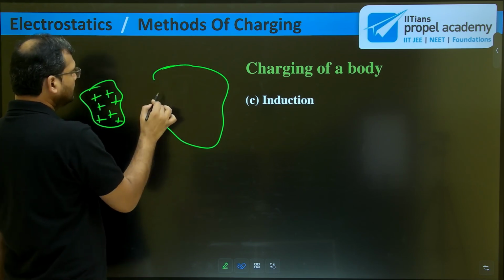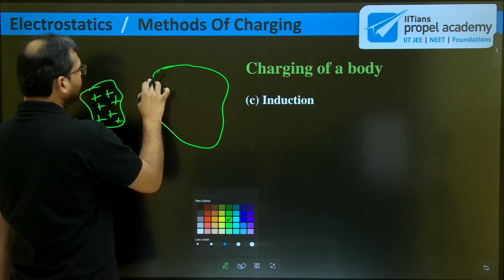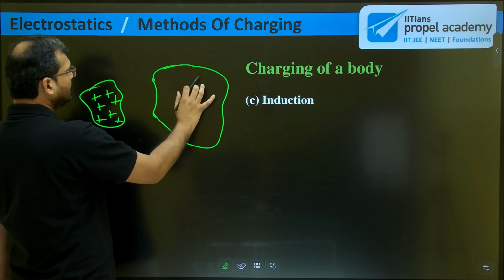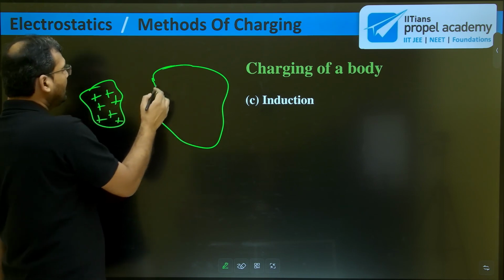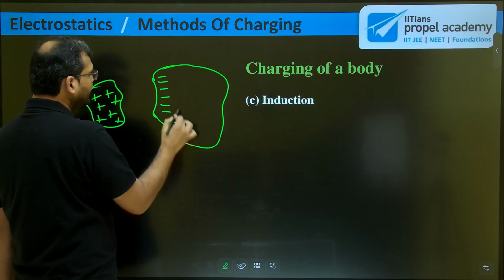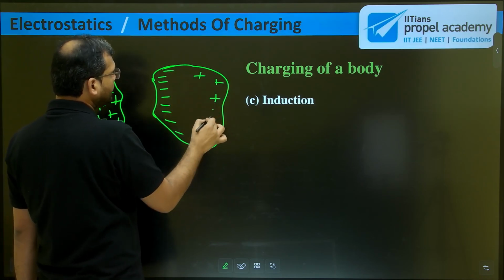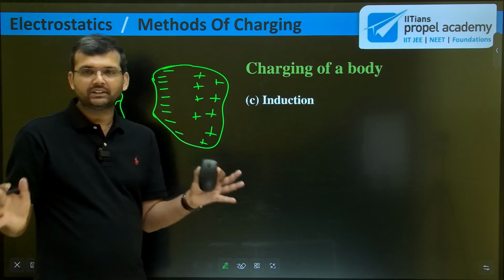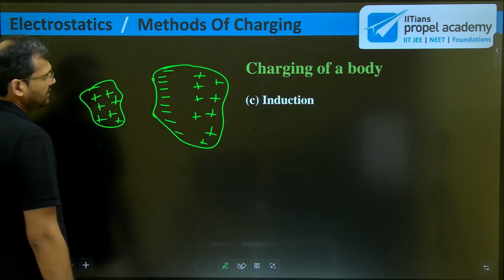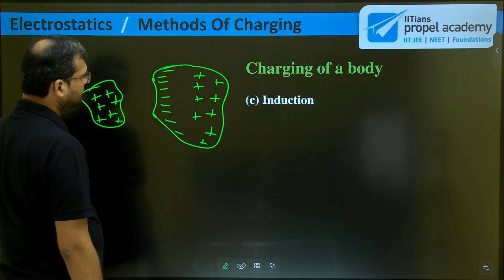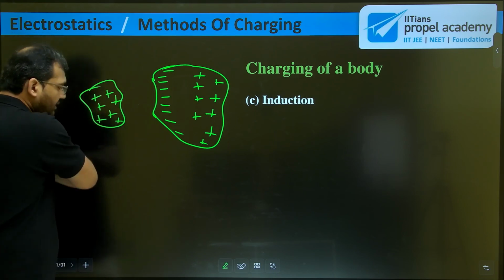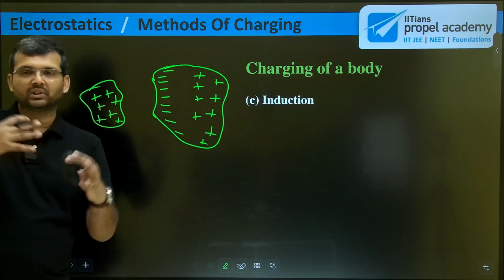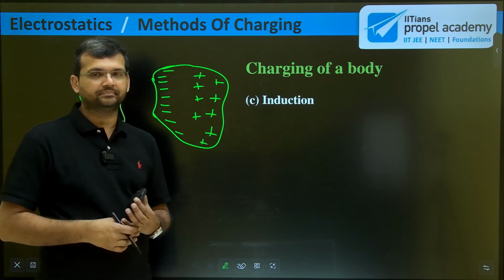all charges will split. Previously you had plus and minus mixed, now because of this positive charge, all negative charges will come to one side, and all positive charges will be on the other side. They will split into two regions of negative and positive charges. And now if you take this away, immediately the positive and negative charges mix together again and it becomes a neutral body.